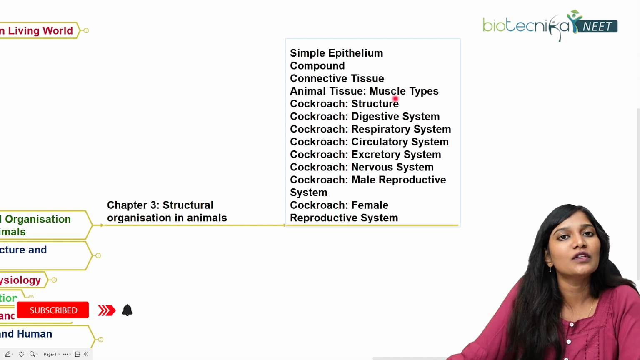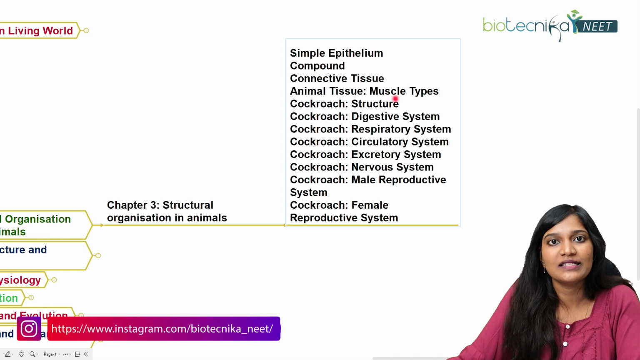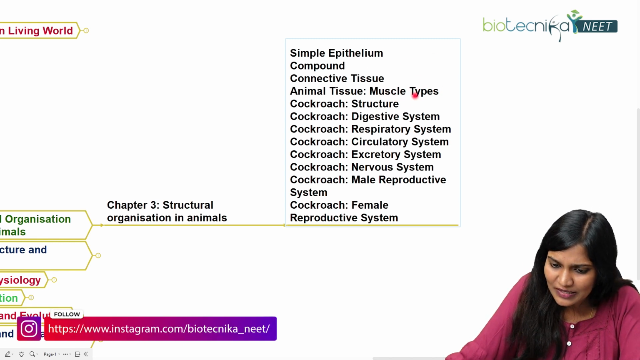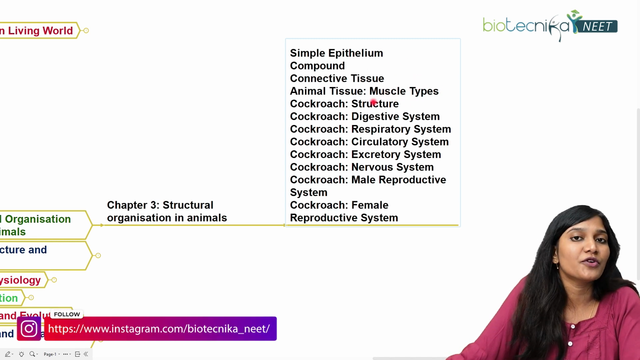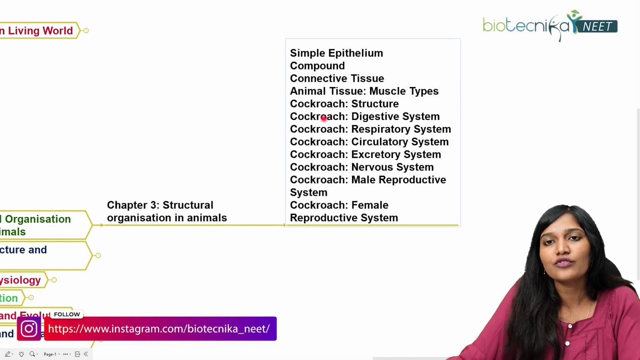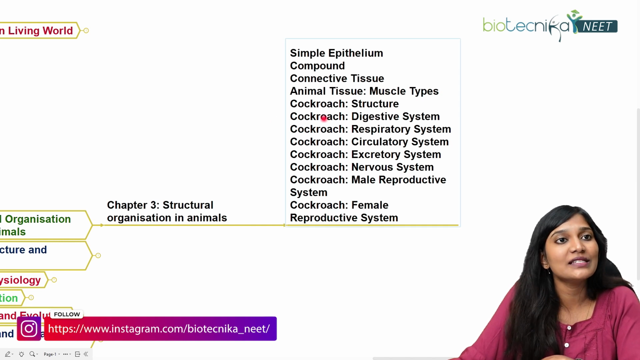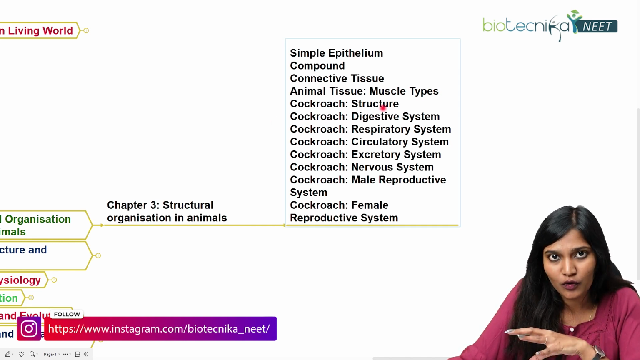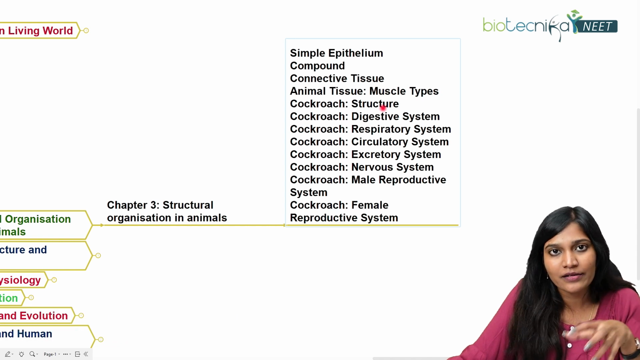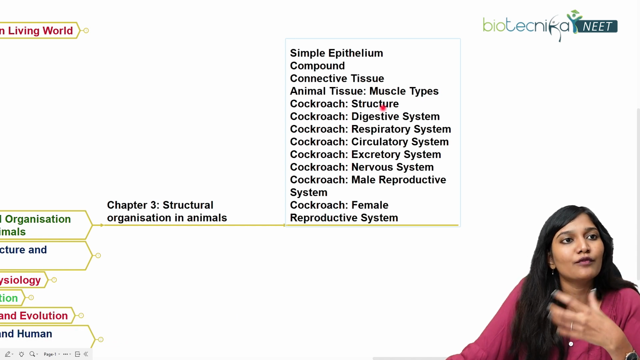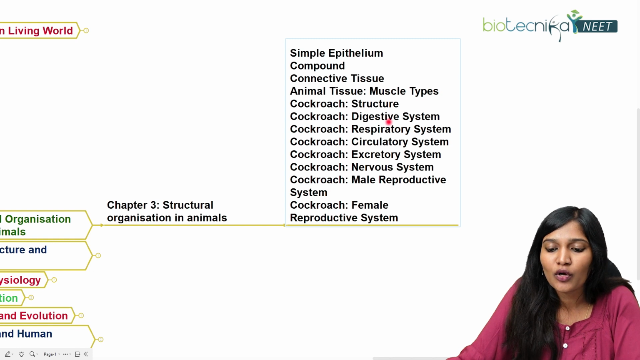So we'll be talking about all the types of tissues, and we'll also be talking about the types of muscles, like the smooth muscles and the cardiac muscles. And then the most important thing is the cockroach. In cockroaches, you have to go through each of these sections and study the structure of the cockroach based on its anatomy, as well as remember the morphology of the cockroach also.